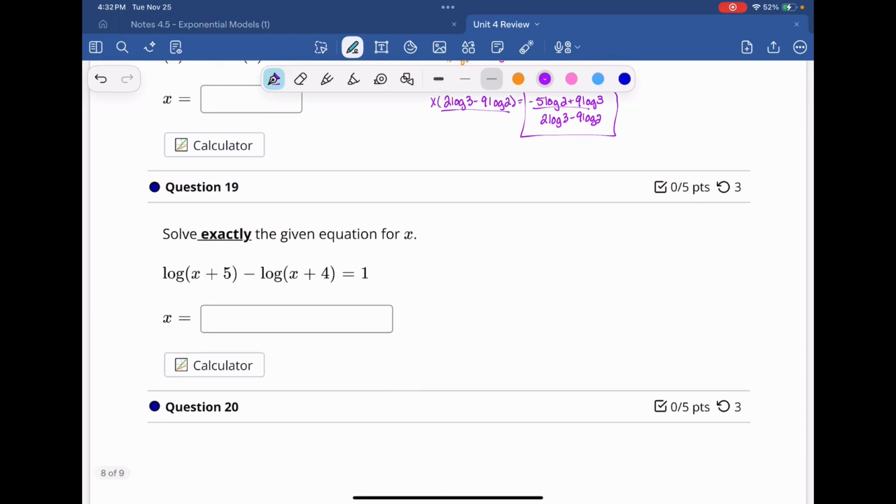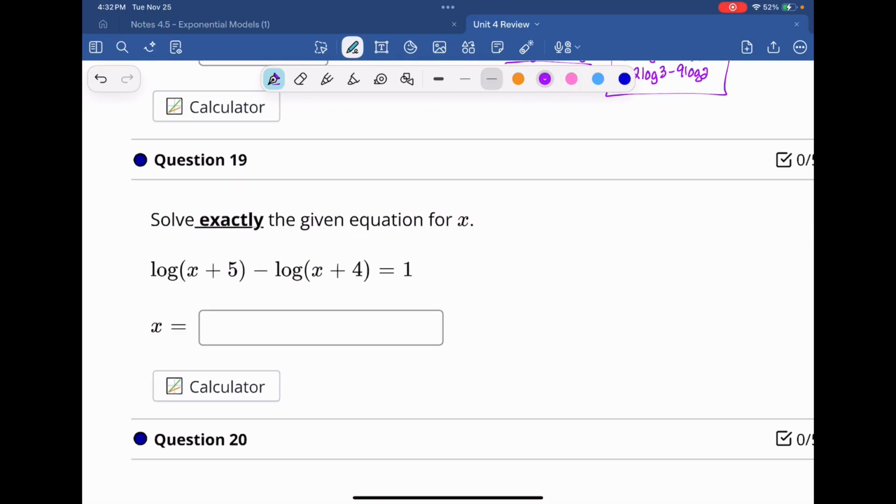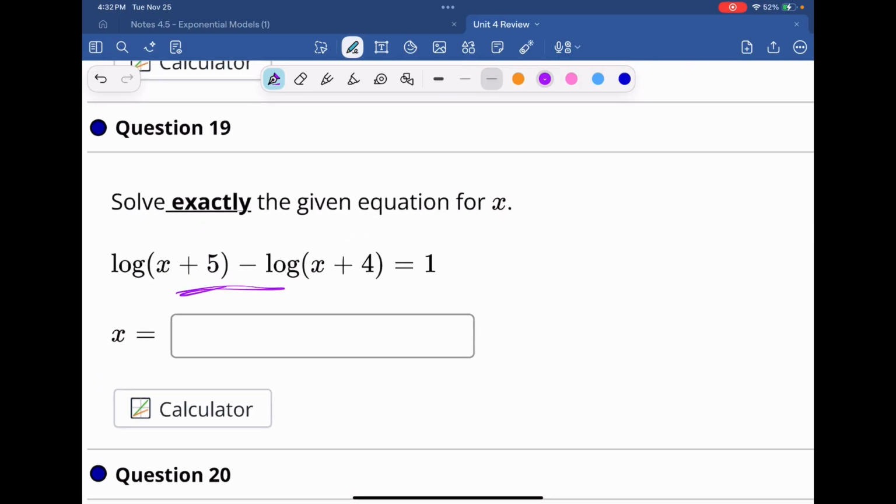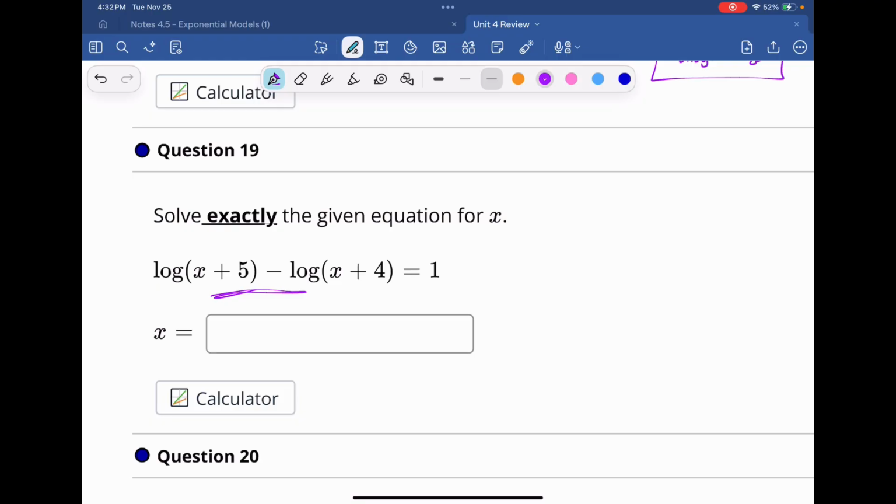When you are solving a logarithm, you end up in 2 different spots. Either log equals log or log equals number. This one falls under log equals number. You have 2 logs on the left. You're going to go ahead and condense them. And subtraction is division. So we're going to divide the arguments.